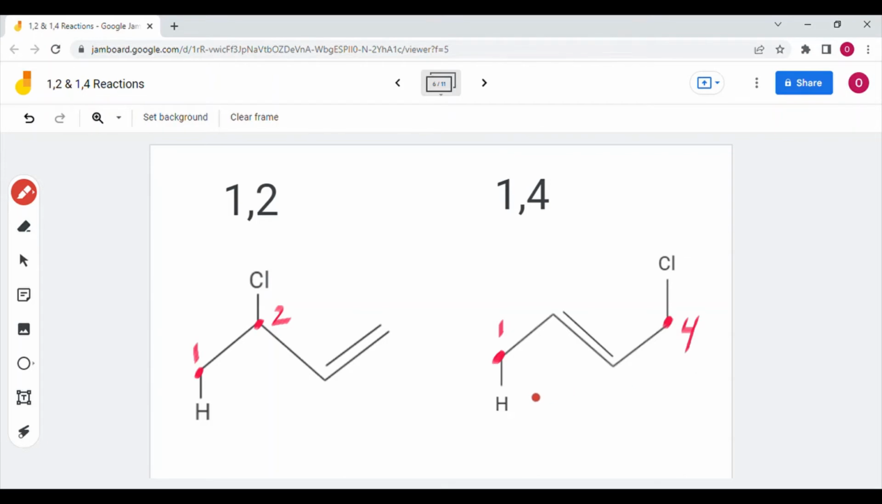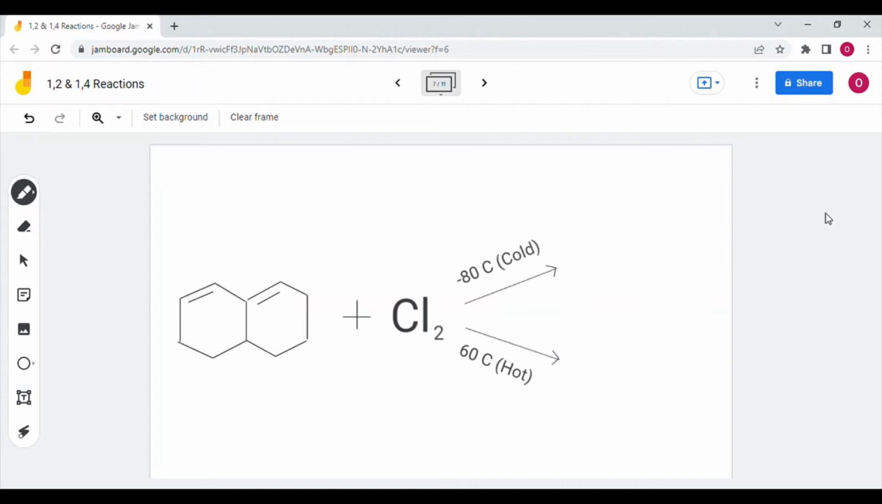And remember that whether it's 1,2 or 1,4 is totally dependent on whether you're reacting it in cold or hot conditions. So let's do this problem now. Let's say we have this molecule and we do some kind of chlorination reaction, and we do it in both cold and hot conditions. What do you think the following molecule is going to look like?